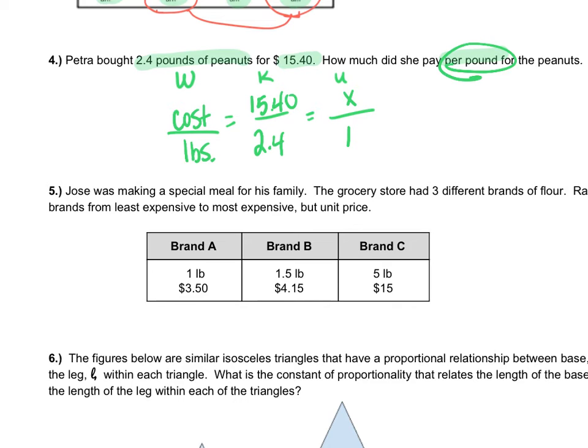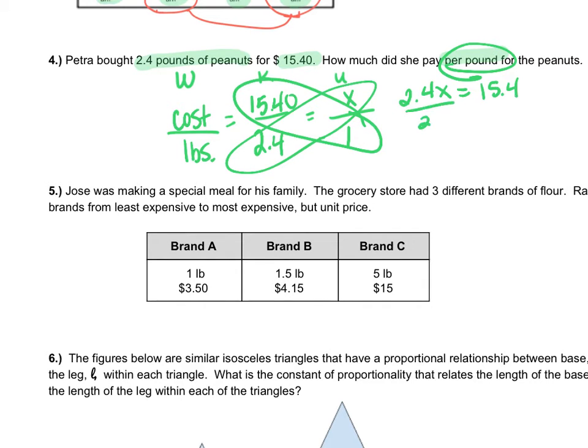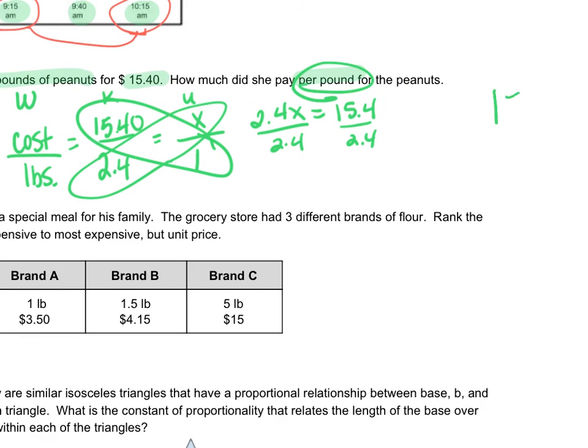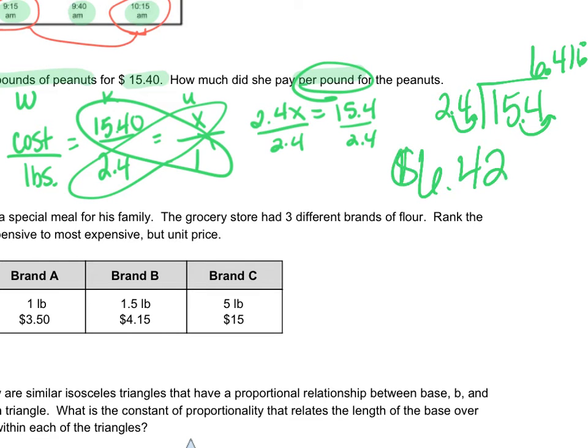If you work this out, you could cross multiply and get 2.4x equals 15.4. You would divide by 2.4. Some of y'all were struggling with the decimal part. Remember, it's outside, inside, up. If you divide this out, you get about 6.416, and it starts repeating that 6. But we're talking dollars and cents because we're buying something. So we're going to say it was $6.42 per pound. That's what we're going to go with.